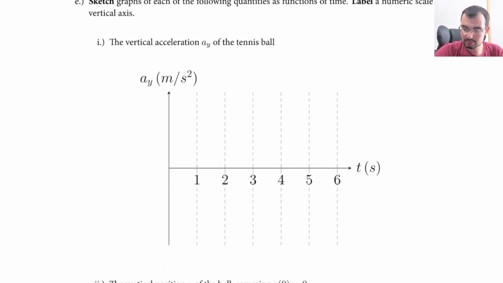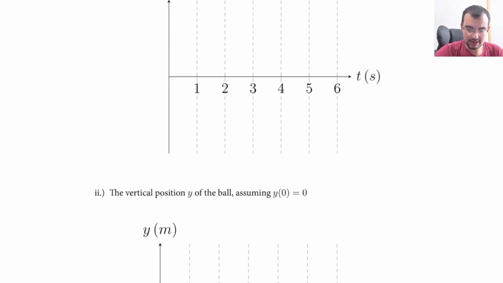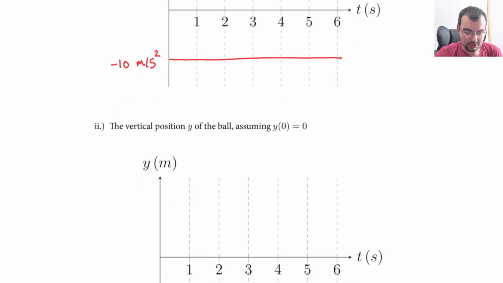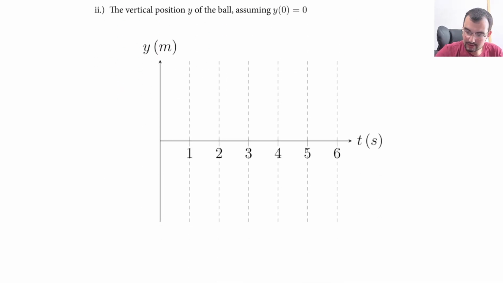So let's make some position graphs and acceleration graphs now. So the acceleration, well, that's pretty easy. It's free fall. So anytime you're in free fall, you get this. It says do a numerical scale. This is just negative 10 meters per second squared. And then the vertical position y of the ball, assuming y of 0 is 0.